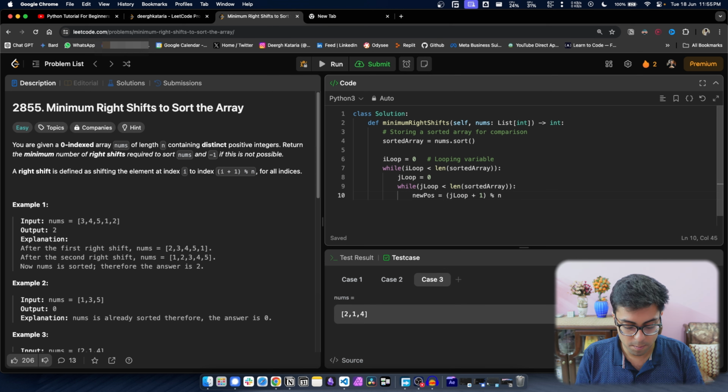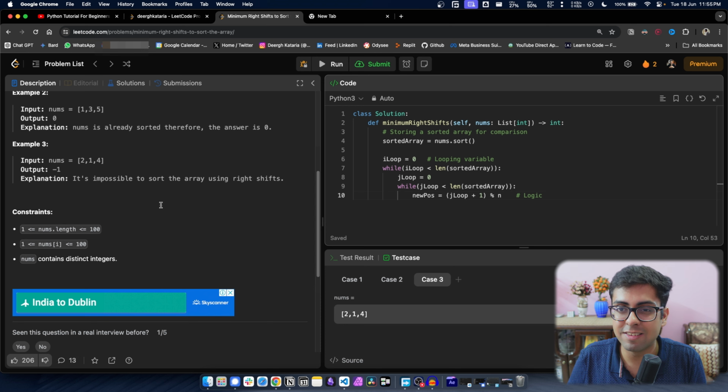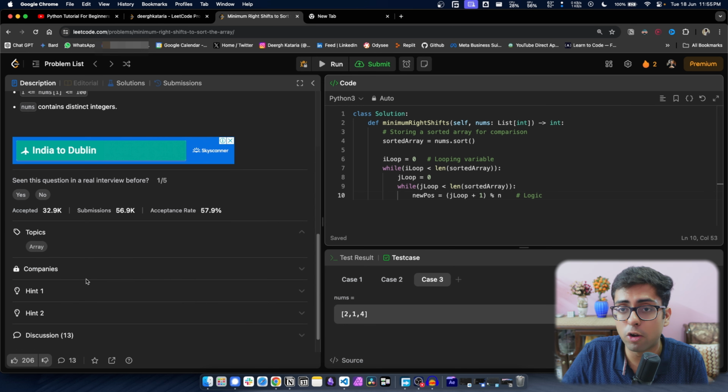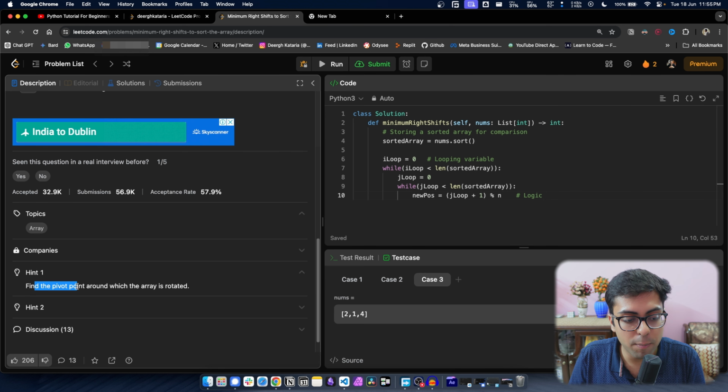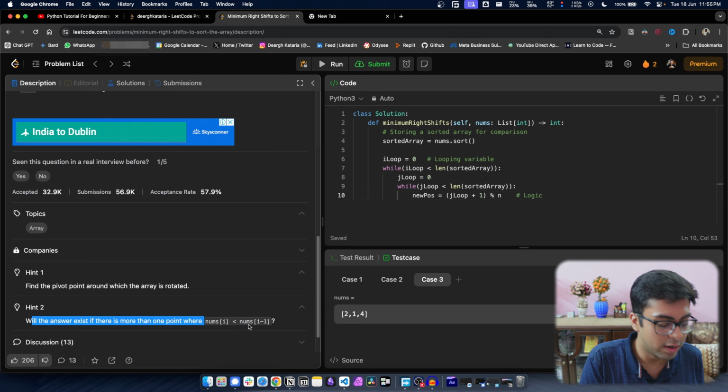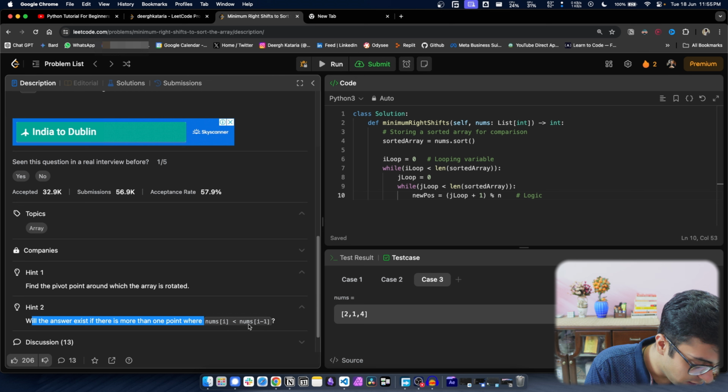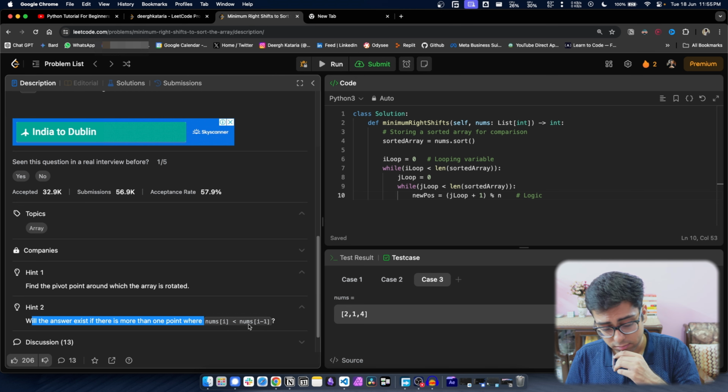This is the main logic behind the code. This is the beauty about LeetCode. You can actually see all of these things in hints. We didn't go through hints. I can go through hints, and it's essentially going to tell us how we can solve the question, which I told you without looking at hints anyway, because I've been solving for some time. If you are a mere beginner, which I was like 4 or 5 months ago, you can look at the hints. It says find the pivot point around which the array is rotated. Second hint is, will the answer exist if there is more than one point? So you can look through the hints as well, but I'm solving through my gut feeling. That's all right.